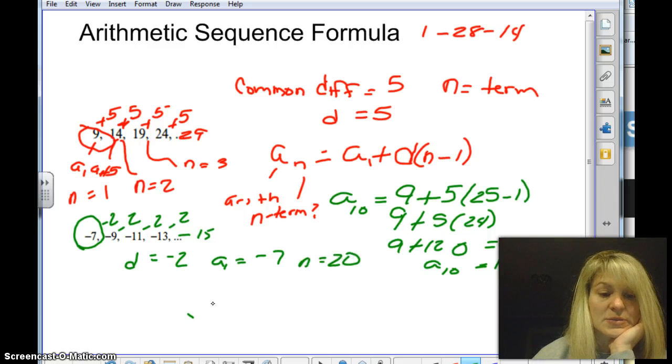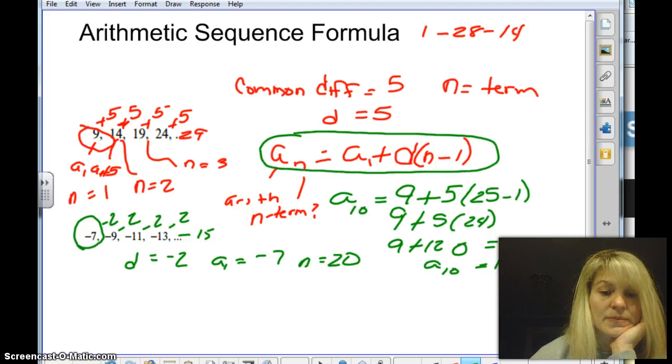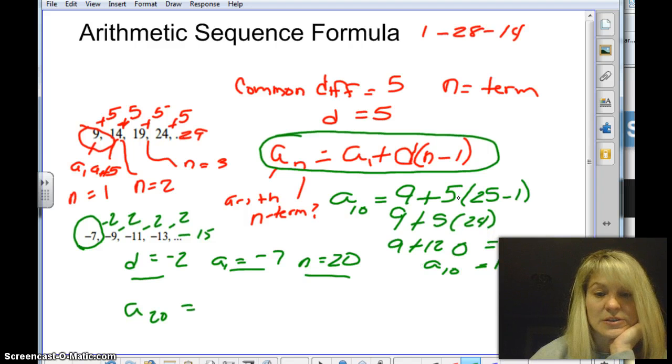So then it's just a matter of plugging in. Okay? So let's see if you can do that. Use this up here. Plug in your variables, and see if you can figure out what a sub 20 is. Go back to your example if you're having trouble. Here we had our a sub 1. Here we had our common difference, and we wanted the 25th term, so we subtracted 1. So give that a go, and then we'll do a little more practice in class tomorrow.